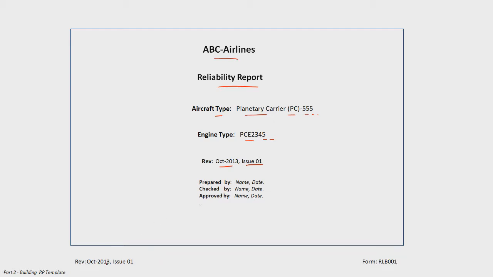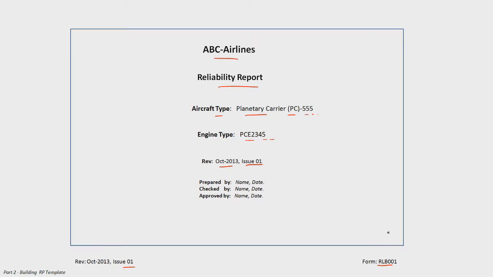October 2030, revision number October 2030 issue 01, it is here. We are repeating this information, right? And definitely we need form number. Usually this for RLB 001.